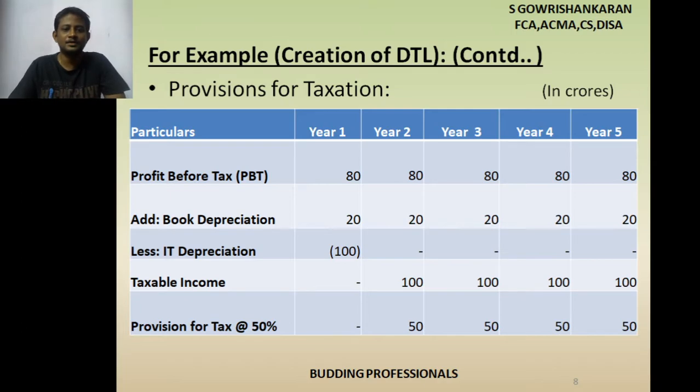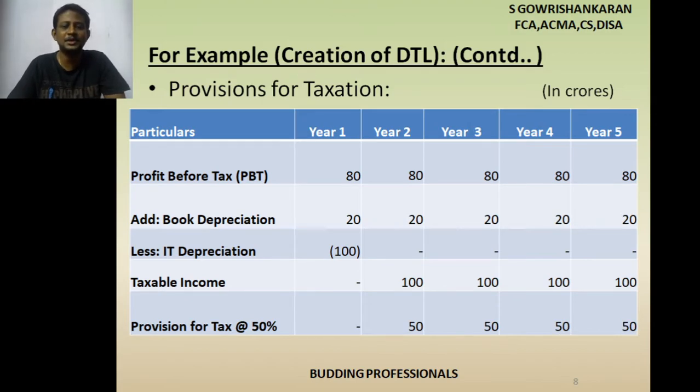Similarly for the second year, just go through the figures. Profit before tax is 80 crore. Again I add the book depreciation disallowed. Less IT depreciation is nil. Why is IT depreciation nil? Because 100% is claimed in the first year itself. So no depreciation for the second, third, fourth or fifth year, because all the depreciation is claimed in the first year itself.